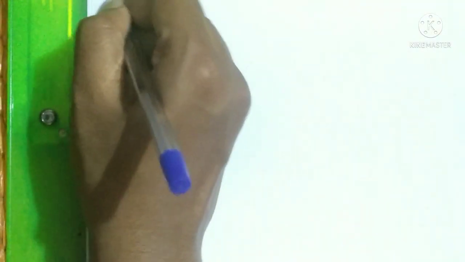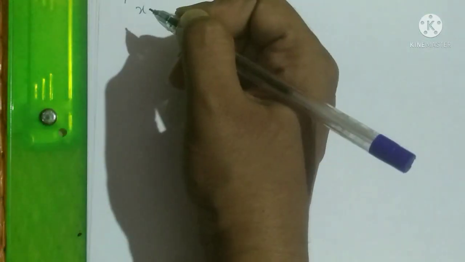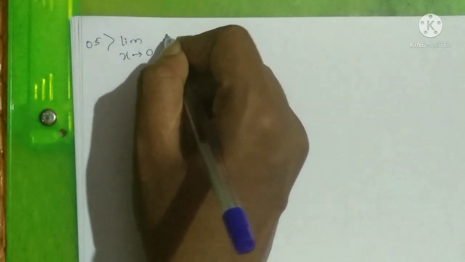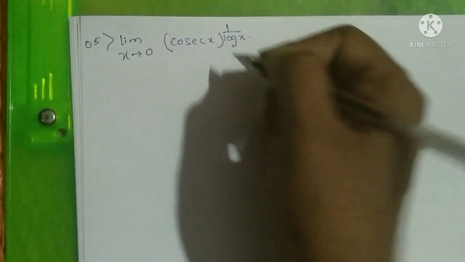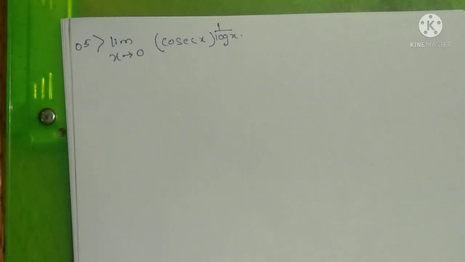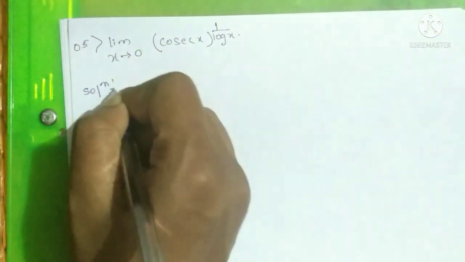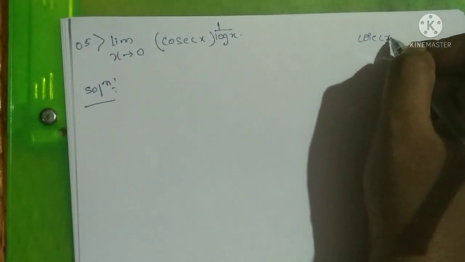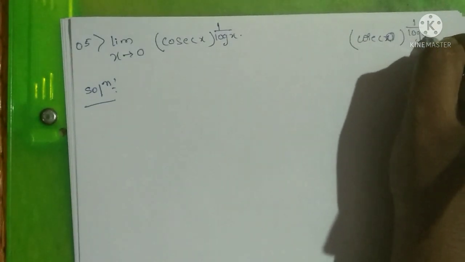So let us solve one more problem based on this type 4. The problem is limit x tends to 0, (cosecant x) whole to the power of 1 divided by log x. Let us confirm which type of indeterminate form it is. Here we have cosecant 0 whole to the power of 1 divided by log 0.